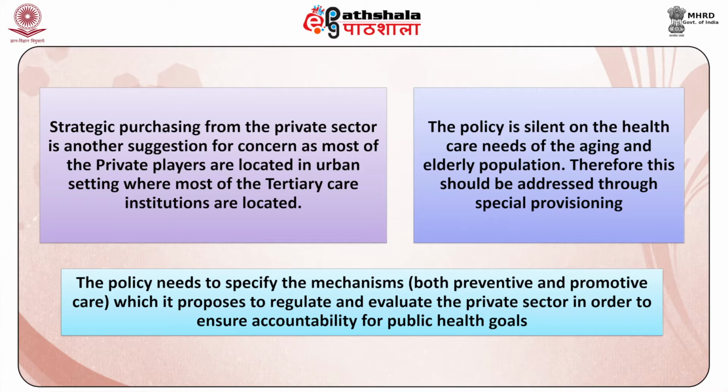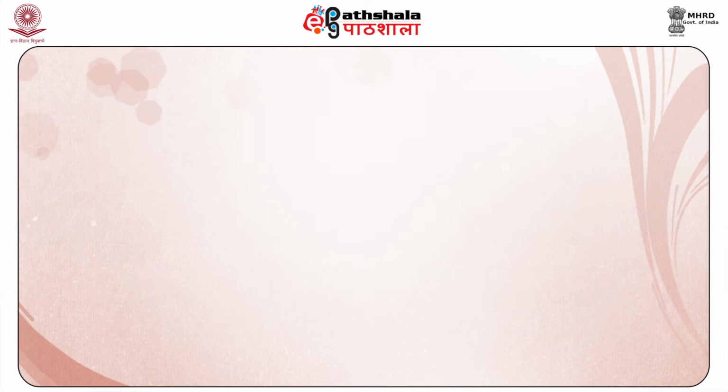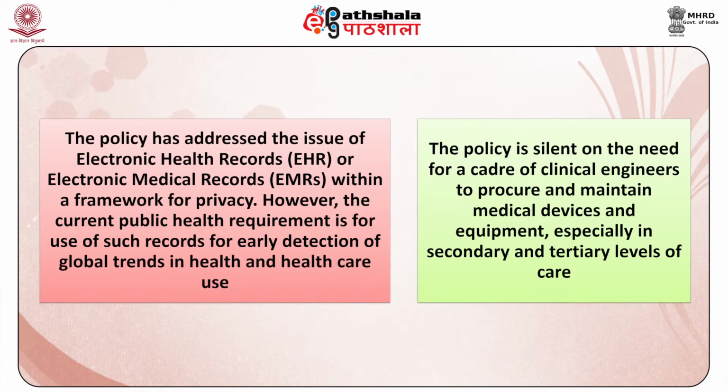The policy acknowledges that insurance mechanisms have been inadequate to meet the healthcare needs, but has not suggested strategies to tackle the same. The policy is silent on healthcare needs of the aging and elderly population. Therefore, this should be addressed through special provisioning. The policy needs to specify the mechanisms, both preventive and promotive care, which it proposes to regulate and evaluate the private sector in order to ensure accountability for public health goals.